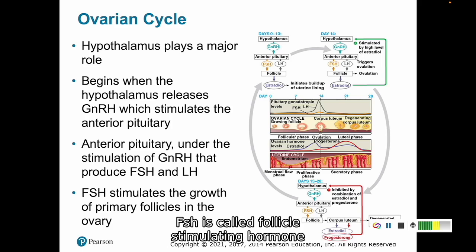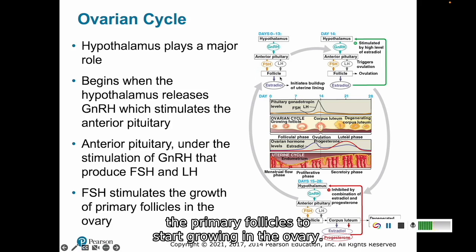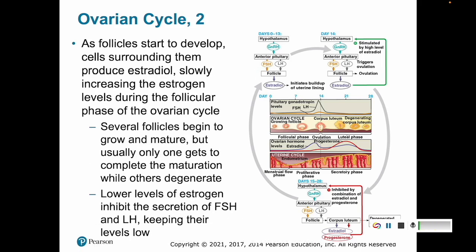FSH is called follicle stimulating hormone because it stimulates the follicle. So it is going to stimulate the primary follicles to start growing in the ovary. When the follicles start developing, the cells around them are going to start producing estradiol. Estradiol is one type of estrogen. And so estrogen levels start to increase.